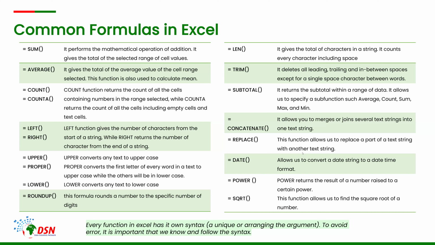The date function allows us to convert a text string into a date format. Remember our formatting class, we said formatting is very important. So we also have power and square roots. Power allows us to multiply a particular numeric value by itself the number of times you want, like 3 raised to power 4, 4 raised to power 6. Square root allows us to find the square root of a particular number.